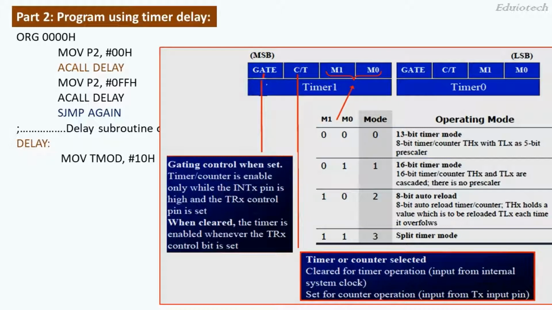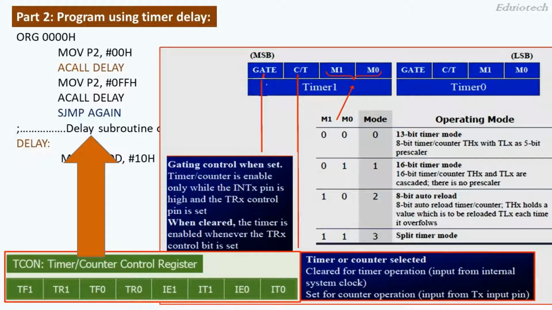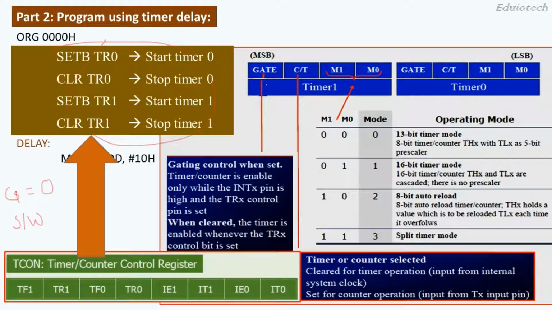As we know, every timer has to be started and stopped. Some timers have to do this by software and some by hardware controls. Gate 0 means software control. It is possible by using instructions in the program we have written. The TR bit in the TCON register is used for software control, that is start and stop of the timers. These are the instructions used. These are used only when the gate bit is 0 in the TMOD register.